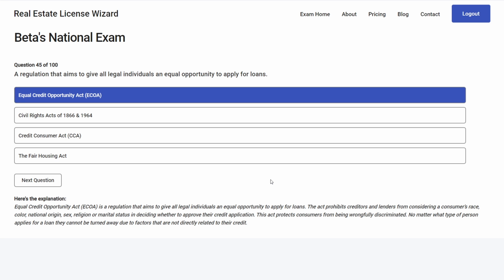So the act prohibits creditors and lenders from considering a consumer's race, religion, sex, etc., in deciding whether or not to approve their credit application. This act protects consumers from being wrongfully discriminated against. No matter what type of person applies for a loan, they cannot be turned away due to factors that are not directly related to their credit. So, super important act, of course. And again, you might think for this one, oh, maybe it's the Fair Housing Act, maybe that's all under the one umbrella, but no, it's specifically the Equal Credit Opportunity Act.